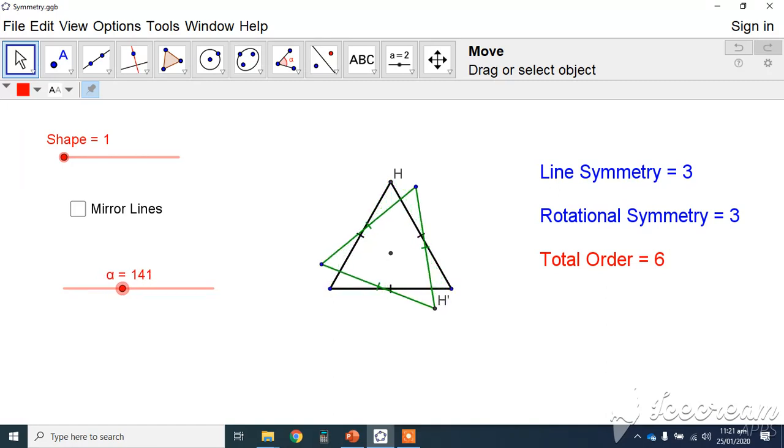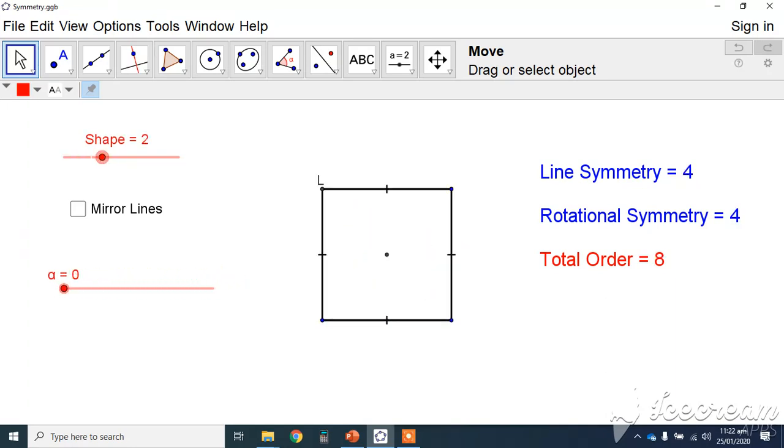Let's keep going. We're rotating it around and we're going to get to here. So here it's got a rotational symmetry of 2 at that point. And we're not finished yet because H dash is not back at the start. We're going to keep rotating around and we're going to get back to the start. It's got a rotational symmetry of 3. So an equilateral triangle has a rotational symmetry of 3. It's also got a line symmetry of 3. So the total order of symmetry is 3 plus 3, which is 6.